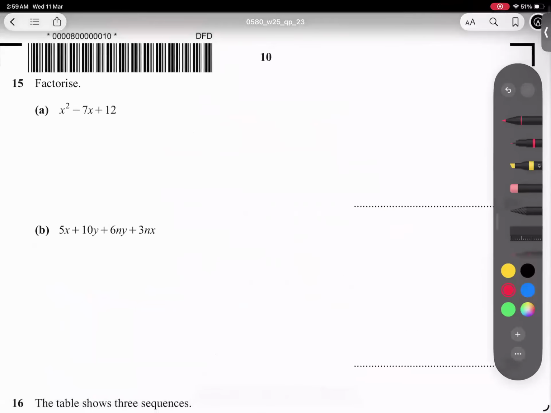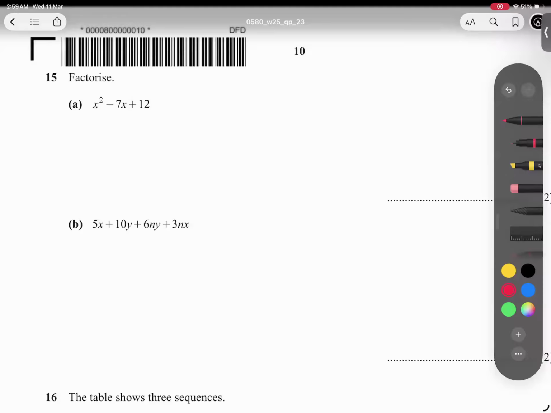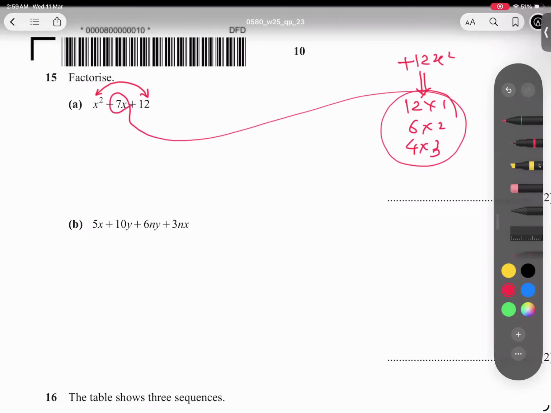Question 15, we have, students, factorization. And what is the way to do it? Multiply the first value with the last value, including signs. I got this. How many ways to get 12? So 12 ones are 12, 6 twos are 12, and 4 threes are 12. Which pair, adding or subtracting, gives you 7? So this is not possible. This is possible.